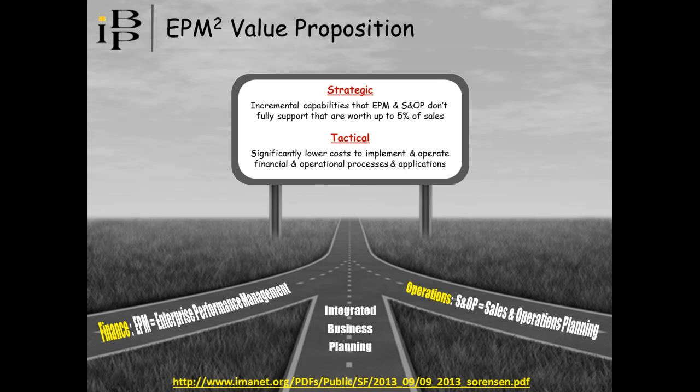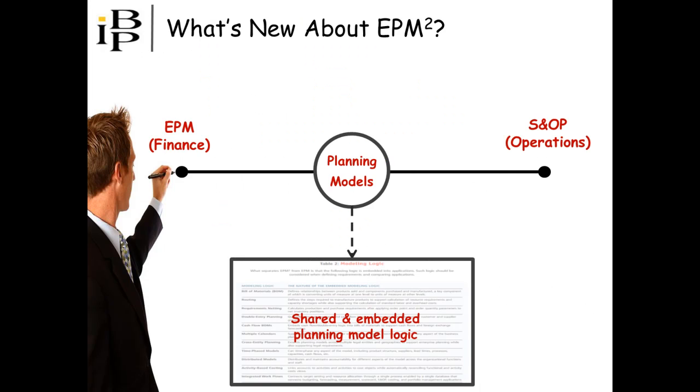So, how does EPM2 create value? Well, from a strategic perspective, it provides incremental capabilities that EPM and S&OP don't fully support, ones that can be worth up to 5% of sales. And from a tactical perspective, these capabilities result in lower IT and process costs. So, what's new about EPM2 technologies, and what differentiates them from traditional EPM and S&OP tools?